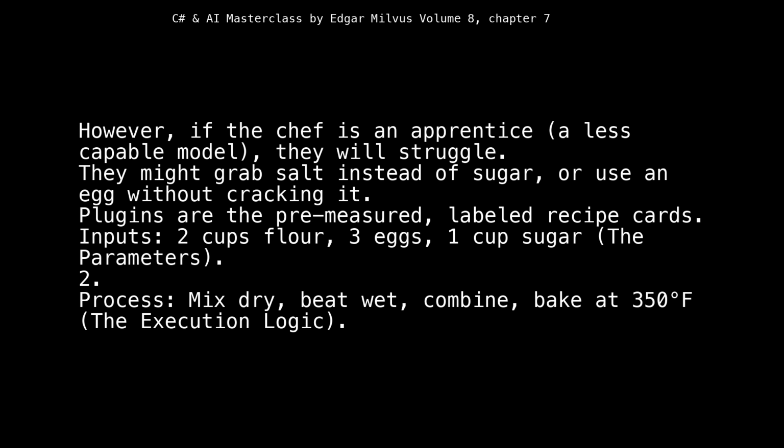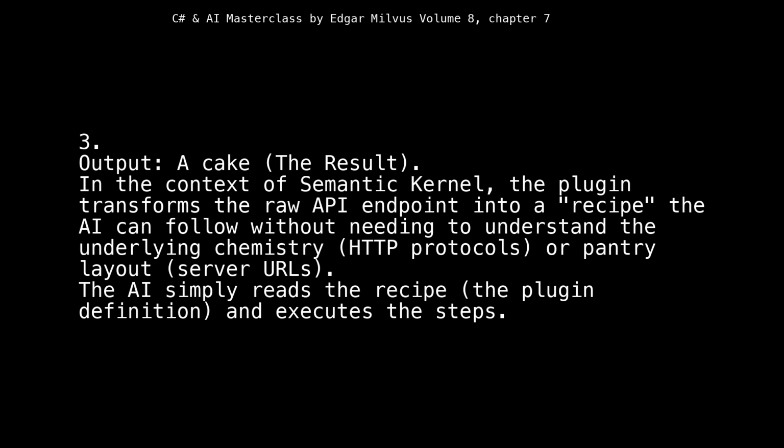Plugins are the pre-measured, labeled recipe cards. 1. Inputs: 2 cups flour, 3 eggs, 1 cup sugar, the parameters. 2. Process: mix dry, beat wet, combine, bake at 350 degrees Fahrenheit, the execution logic. 3. Output: a cake, the result. In the context of Semantic Kernel, the plugin transforms the raw API endpoint into a recipe the AI can follow without needing to understand the underlying chemistry, HTTP protocols, or pantry layout, server URLs. The AI simply reads the recipe, the plugin definition, and executes the steps.